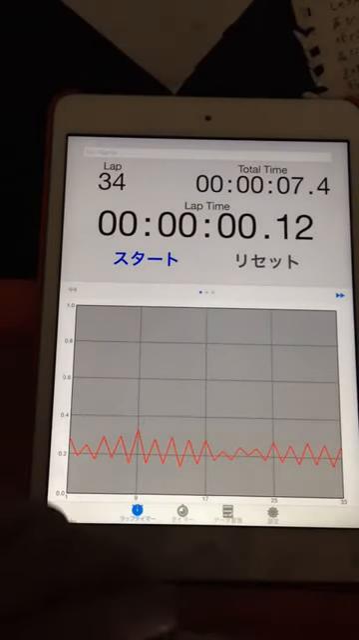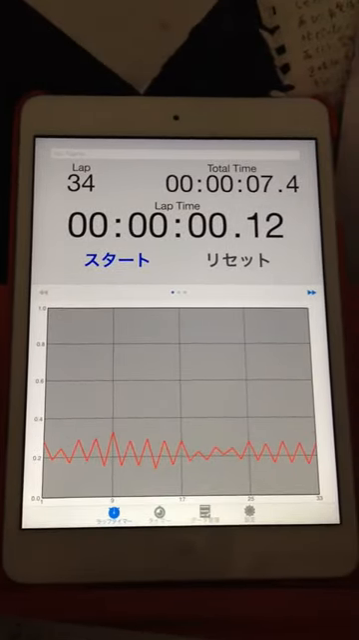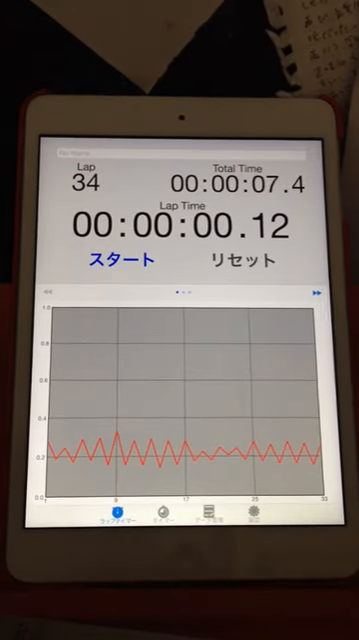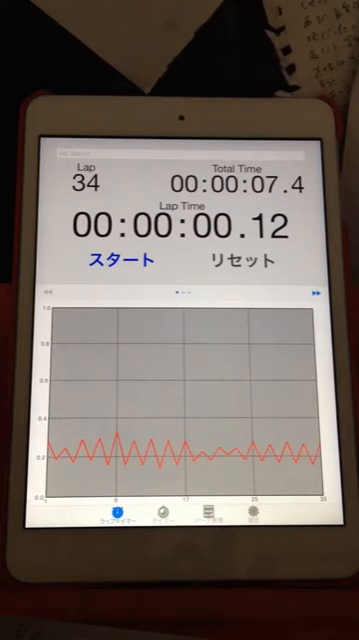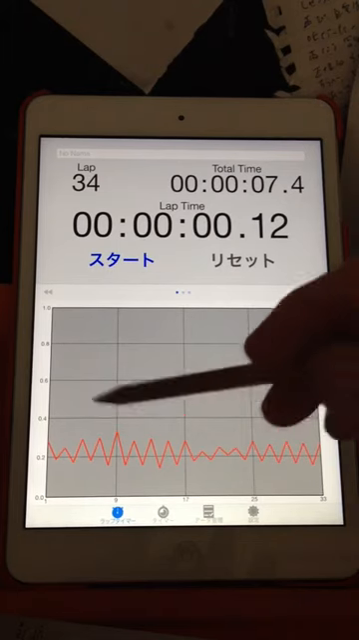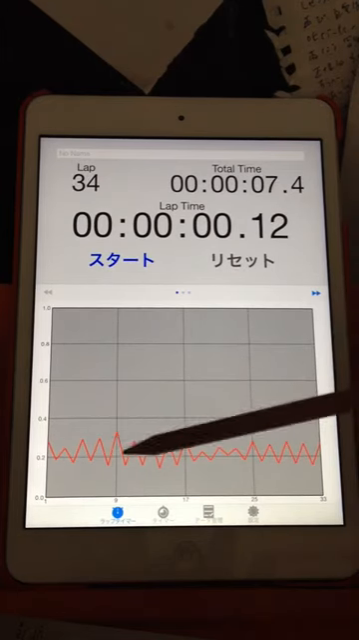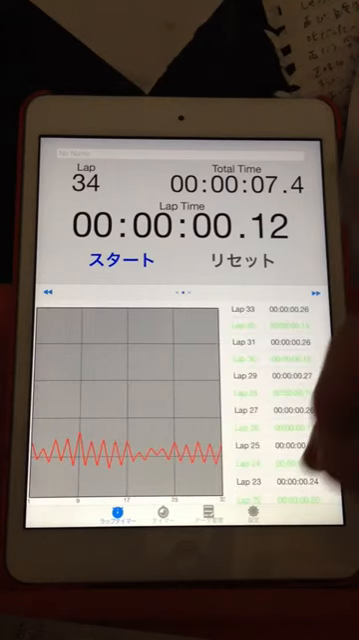A 7.4 second divided by 3, 4 laps, multiply 2 equal 4.44 seconds for 1 beat front and back. This is the strongest bounce.